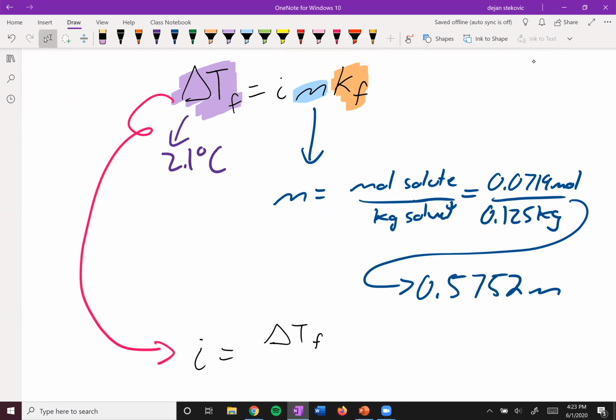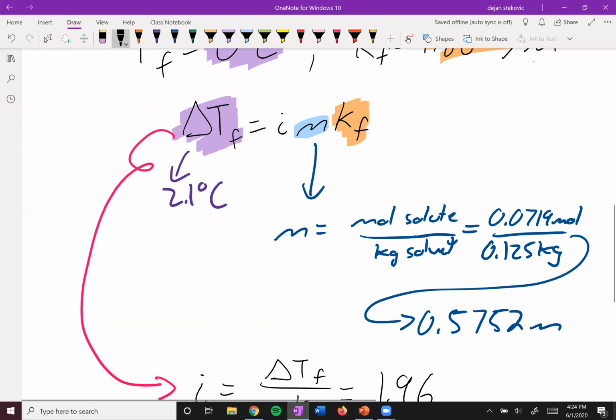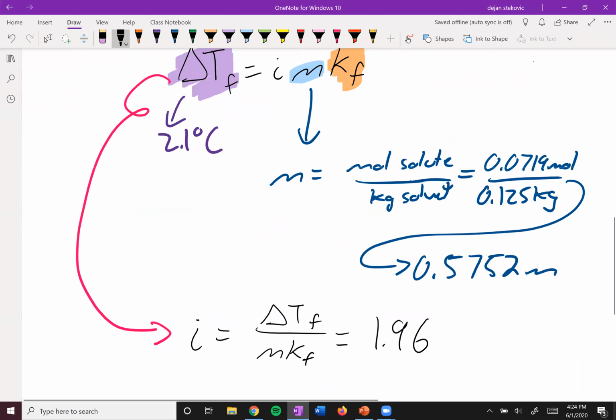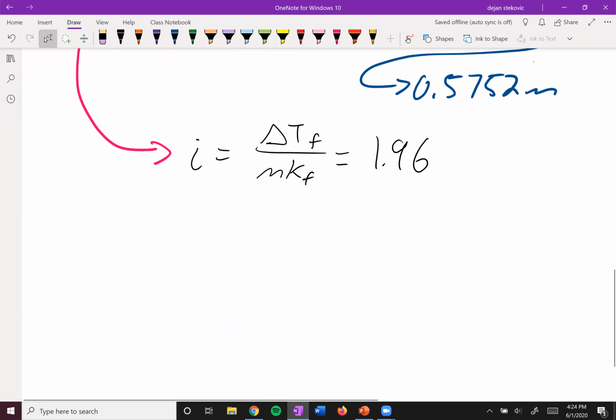And so then we just take this equation, reorganize it such that we want i by itself. So it'll be delta T_f over molal times K_f. Plug all those numbers in, the units will work out. And then you get a final value of 1.96. So just be careful when you're doing these colligative property questions if you're dealing with electrolytes, right? Because the Van't Hoff factor can show up in any of these.